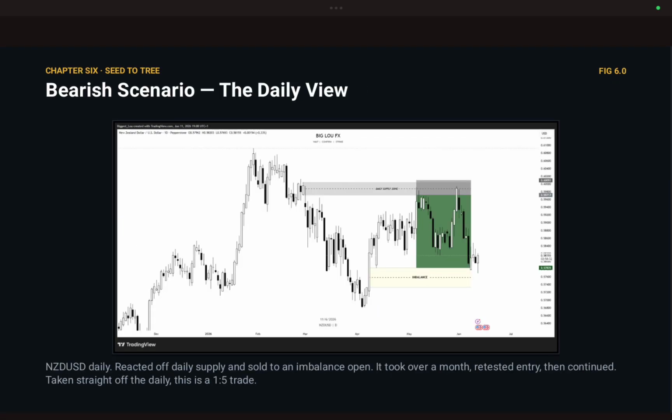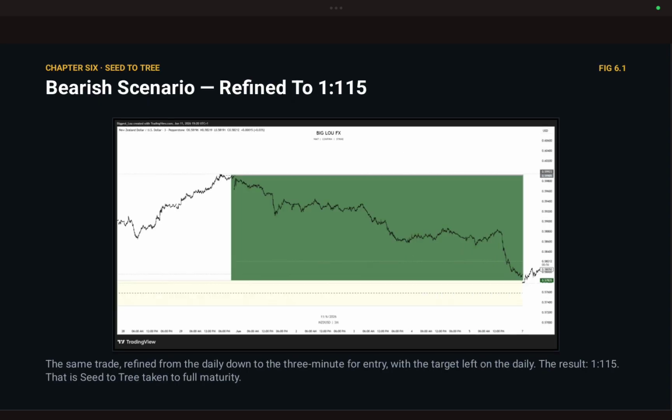So this is the seed to tree concept. You plot your bias on a higher time frame. You look for lower time frame entries and ride it from a valid zone, of course, to mitigate that higher time frame bias, to clear that higher time frame opposing liquidity or opposing imbalance or opposing structural level, until that is achieved. That is seed to tree, taken to full maturity. Of course, this is an extreme.